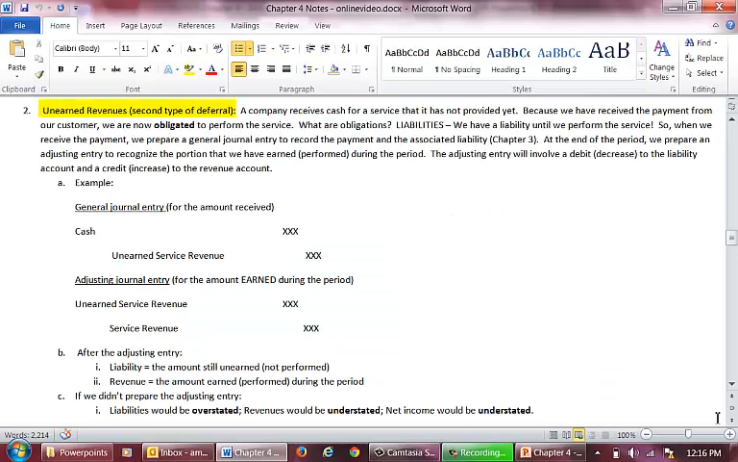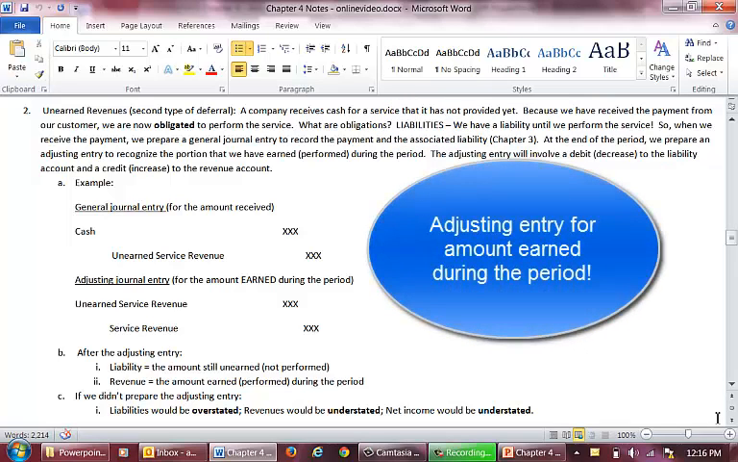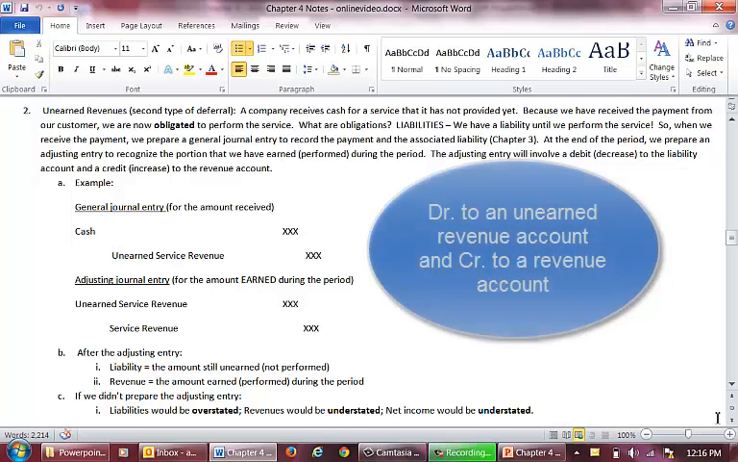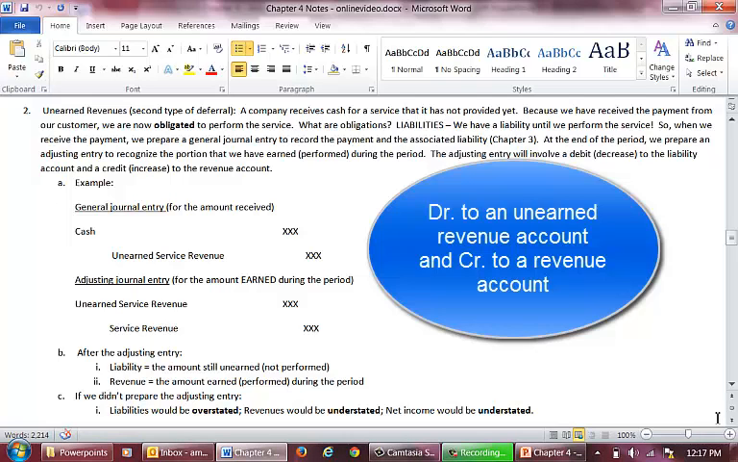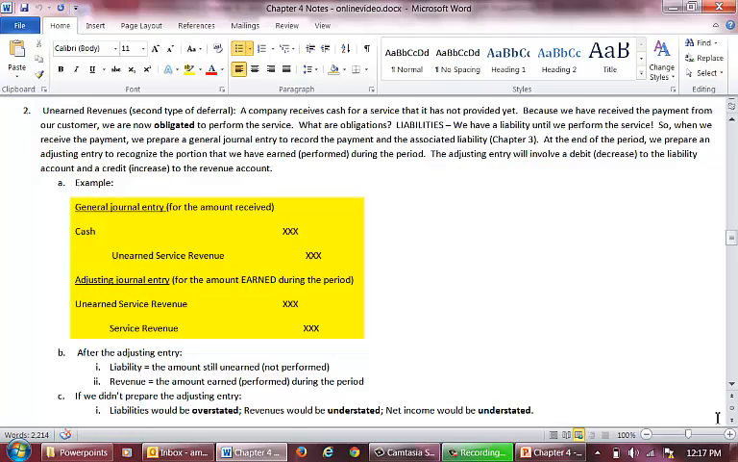The second type of deferral is unearned revenues. Remember, the company gets paid for something that it has not yet provided. When we receive the payment, we record a liability because we now have an obligation to perform. We must prepare an adjusting entry at the end of the period to record the portion earned during the period. The adjusting entry will always involve a debit or a decrease to a liability account to recognize the settlement of the obligation, and a credit or an increase to a revenue account to recognize the portion that is earned during the period. A common example is customers prepaying for service.